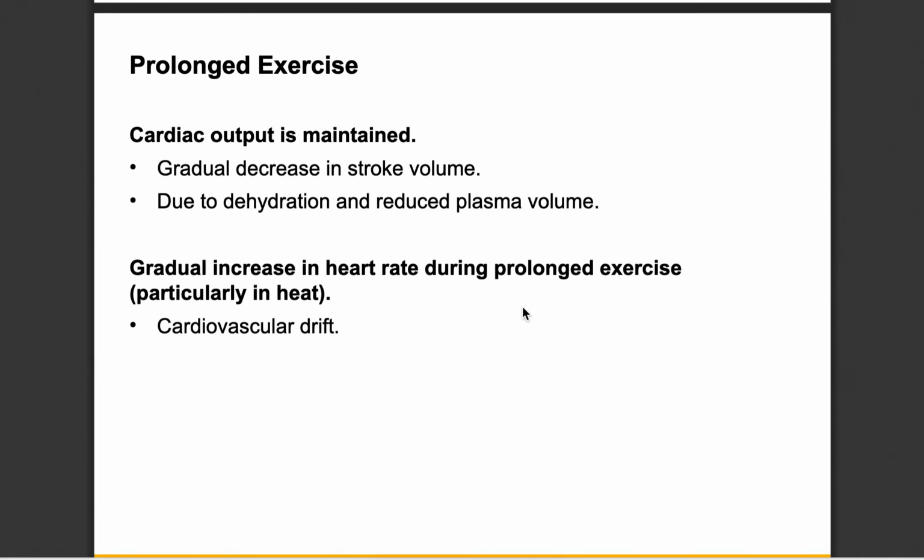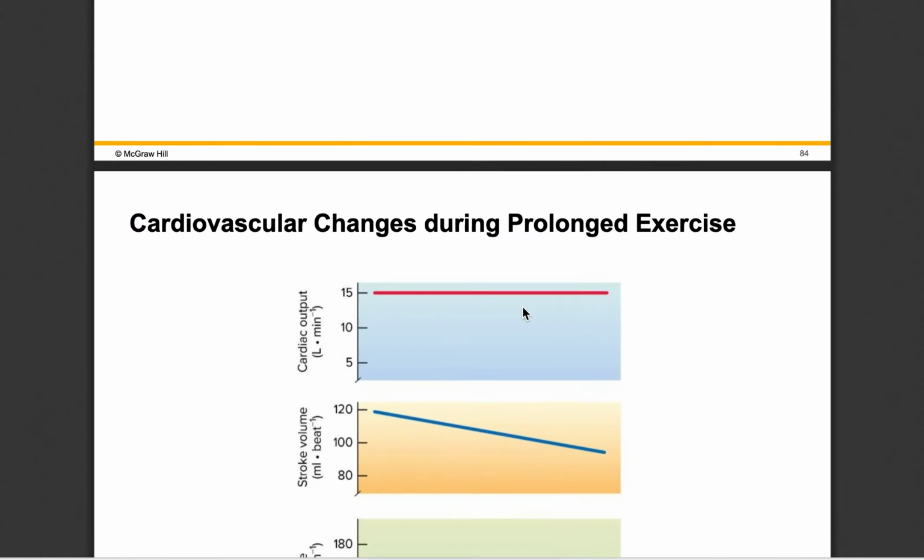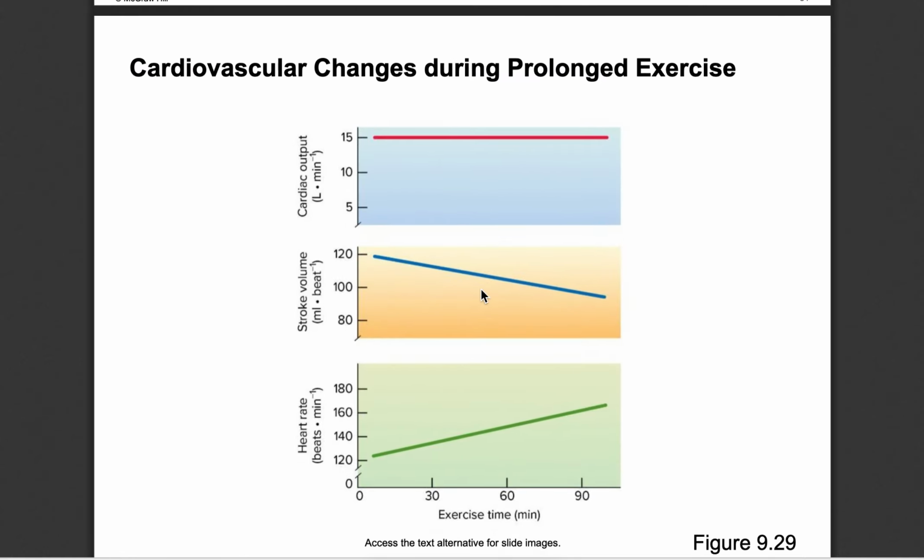Prolonged exercise, you will see a gradual decrease in stroke volume. Again, you're losing blood volume from the sweat, typically because of dehydration. And you'll see heart rate drift up. It's called cardiovascular drift, and that's so you can maintain the same cardiac output. If stroke volume goes down, the only way to keep cardiac output the same is to increase heart rate. And again, you'll see that here.